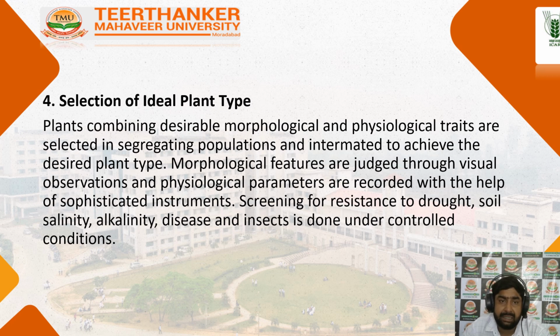Number four, selection of ideal plant type. Plants combining desirable morphological and physiological traits are selected in the segregating population and intermated to achieve the desirable plant type. Morphological features are judged through visual observation, and physiological parameters are recorded with the help of statistical estimates, and screening for resistance to drought, soil salinity, alkalinity, and disease is done under controlled conditions.